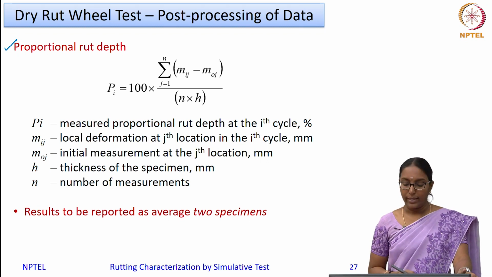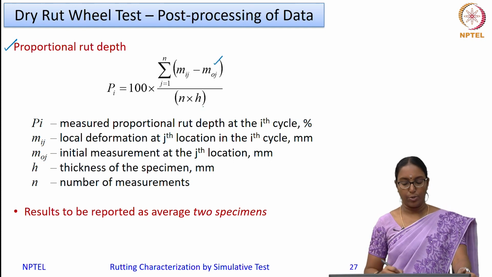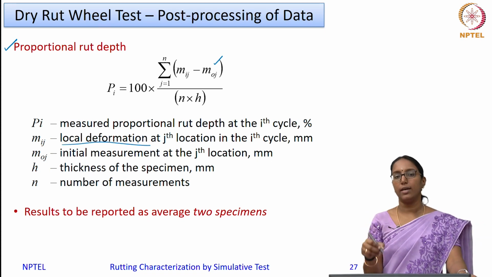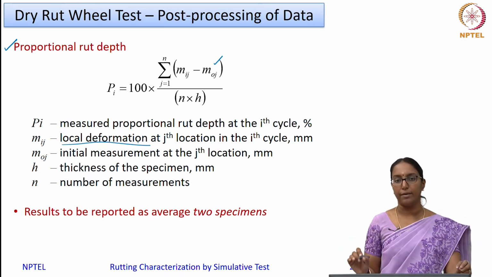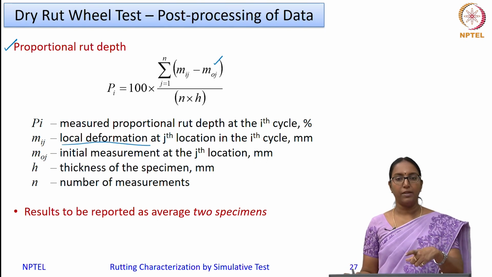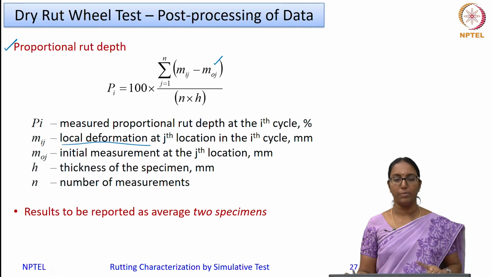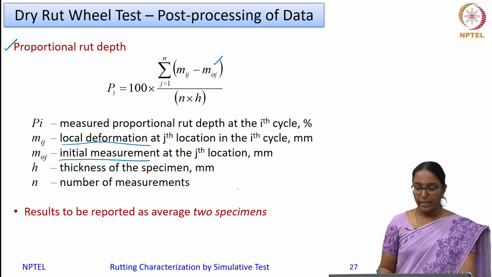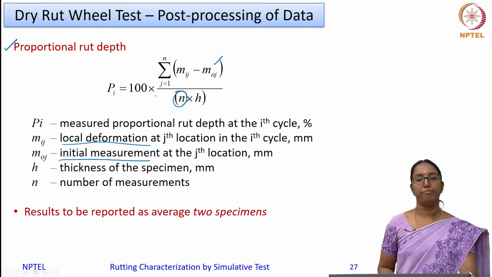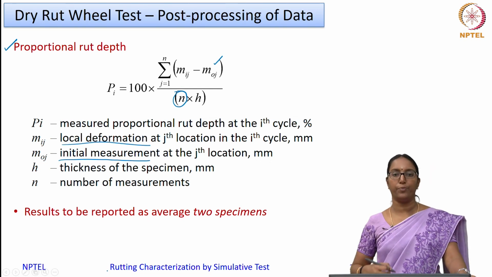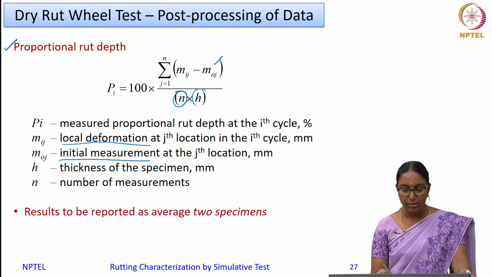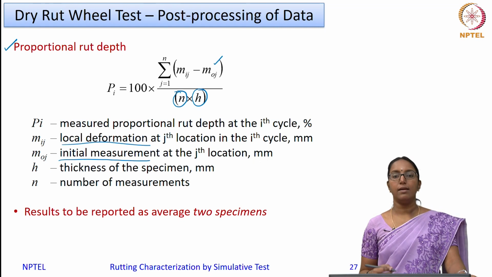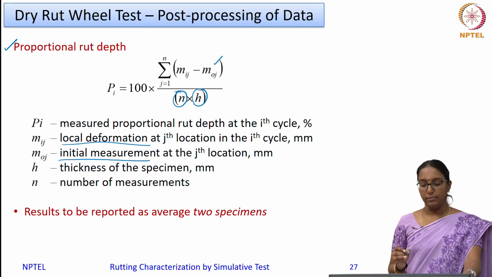So, this is calculated like this: (Mij minus Moj) by (n into h), where Mij is the deformation collected from the jth location in the ith cycle. Suppose I am considering the 100th cycle. As I said, I have 25 locations. So, from the jth location, take the deformation that is collected, and subtract it from the initial measurement, so that you will get the rut. Okay. Then divide by n, that is the number of measurements that you have taken. So, that will give you the average profile, and divide it by the specimen thickness. So, that will give you the proportional rut depth. So, this is one way of estimating the rutting potential in terms of the proportional rut depth.